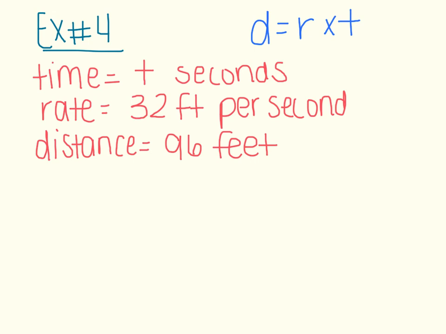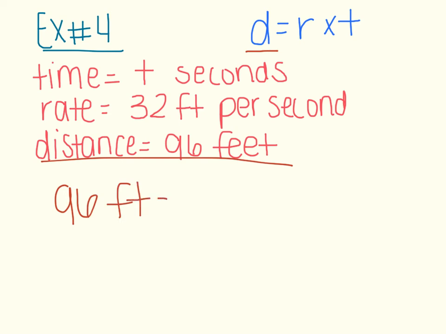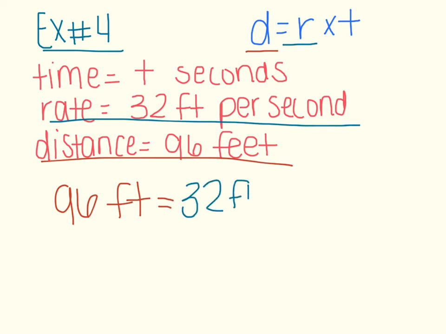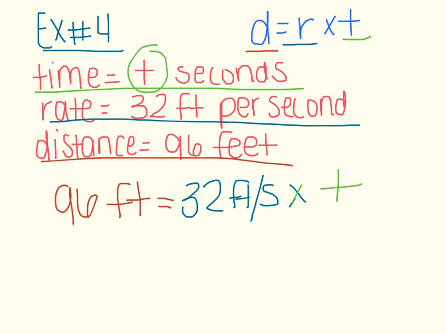Example 4, again, start with the D, which is 96 feet, equals R, which is 32 feet per second, times T, which we don't know. So they're using the variable T.